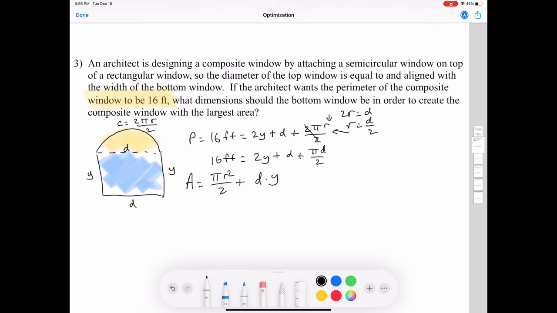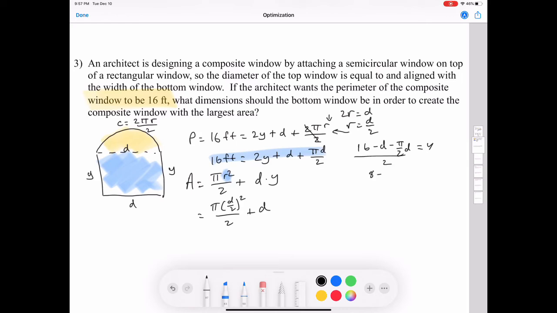Maybe we can just write everything in d. So let's change some stuff. So we said before r can be rewritten as d over 2, so that's going to be pi times d over 2 squared, over 2, plus d times y. Okay, my y value, it's up here, so we rewrite that as 16 minus d minus pi over 2 d equals 2y, all divided by 2.